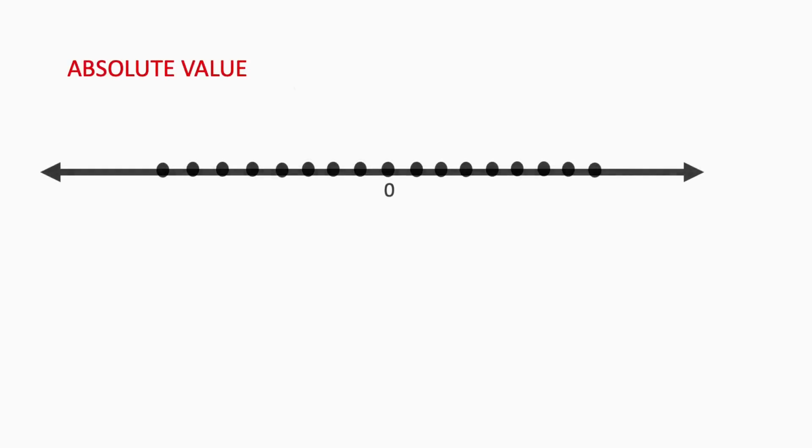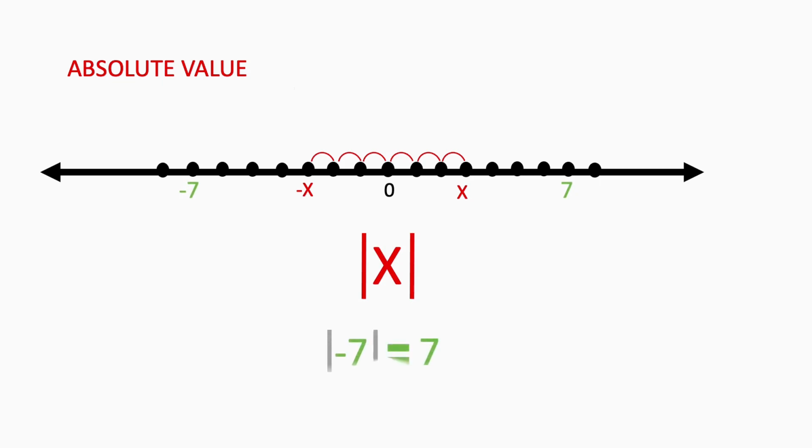Absolute values. An absolute value of a number basically means the distance of that number from 0 on the number line. Since the distance is always a positive value, therefore the absolute value cannot be negative. The absolute value of x is displayed by this symbol. For example, in here, the absolute value of -7 is 7.